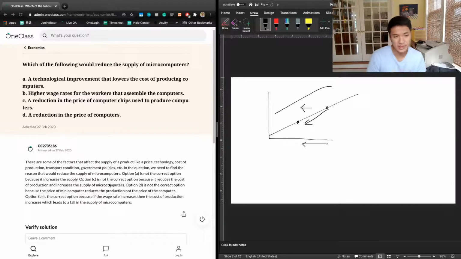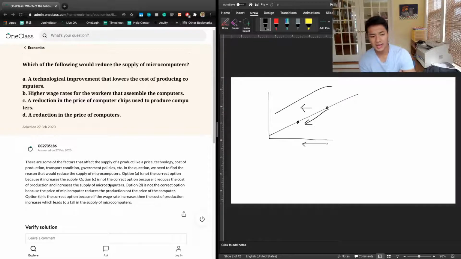So B is going to be the best answer here because it fits the context that we're looking for, a reduction in the supply overall of microcomputers. Let's take a look at what the previous tutor said. The previous tutor said these are some of the factors that affect the supply of a product, like price, technology, cost of production, transport condition, and government policies. In the question, we need to find a reason that would reduce the supply of microcomputers.